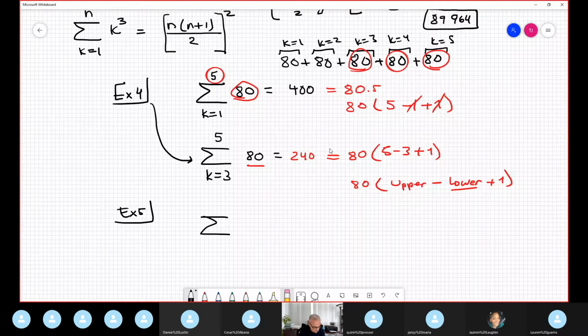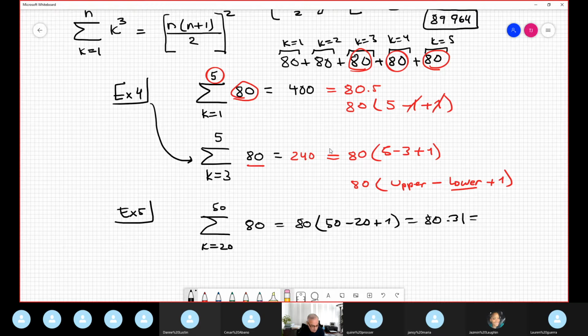A summation from K equals 20 to 50 of 80 again, or any constant in general. This situation that we are talking about here is when you have a constant. See, if we have a variable, K, we're using the formula. Basically, remember, it's 80 multiplied by the subtraction, 50 minus 20 plus 1. This is 30 plus 1, 31. 80 times 31. The answer is 2,480.